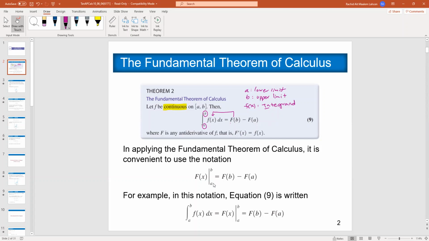integrals. So of course, you can do this bar here. There are different notations for this. Some write F of x this way, or with this bar here, they all mean the same thing.